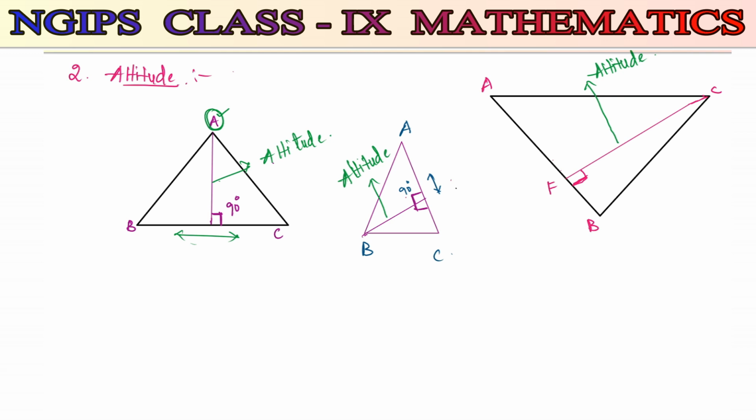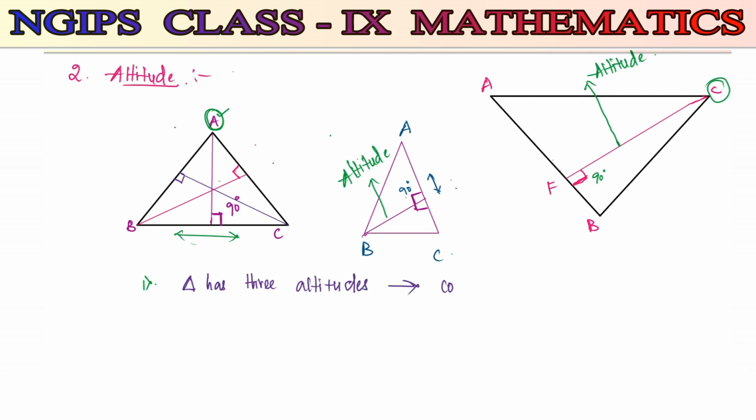Once again, I am going to repeat the definition of altitude. The altitude of a triangle corresponding to any side is the length of the perpendicular, which makes an angle of 90 degrees from the vertex C to the opposite side AB. Then this line we used to call altitude. The first point: a triangle has three altitudes. They intersect each other at only one point.